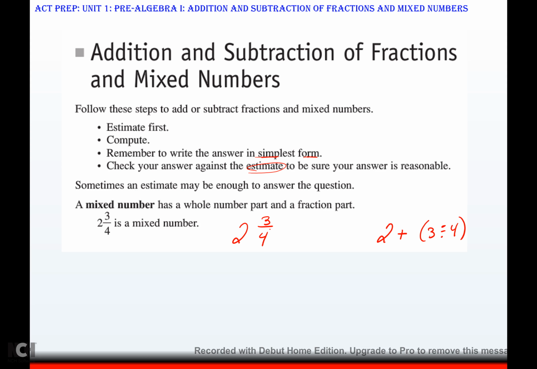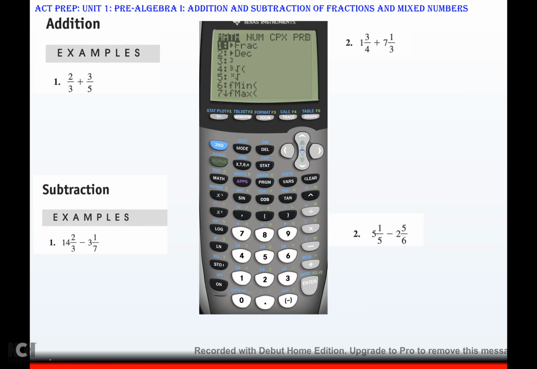If you want to write it as an improper fraction, which is what I usually do, you go down and multiply. So 2 times 4 is 8. And then you add the top. 8 plus 3 is 11. And you keep it over the same denominator. So 2 3/4 would be the same as 11/4. Okay, so there are some ways to deal with mixed numbers.